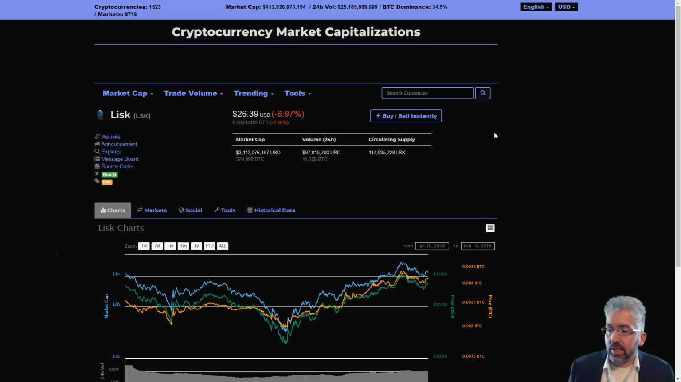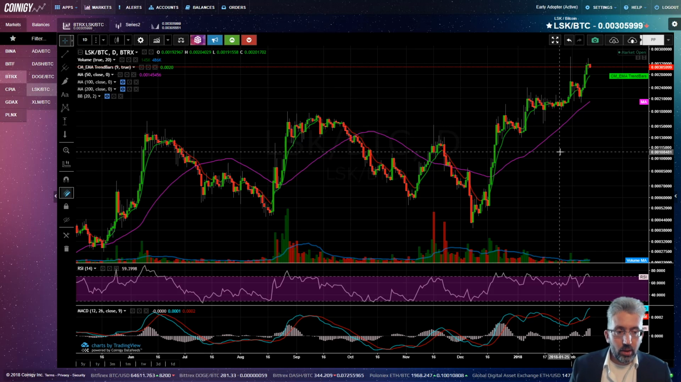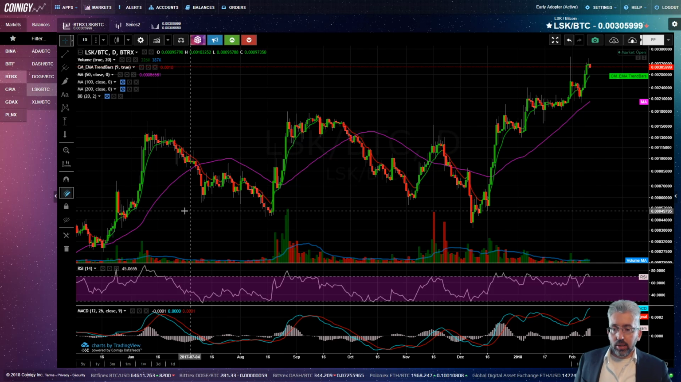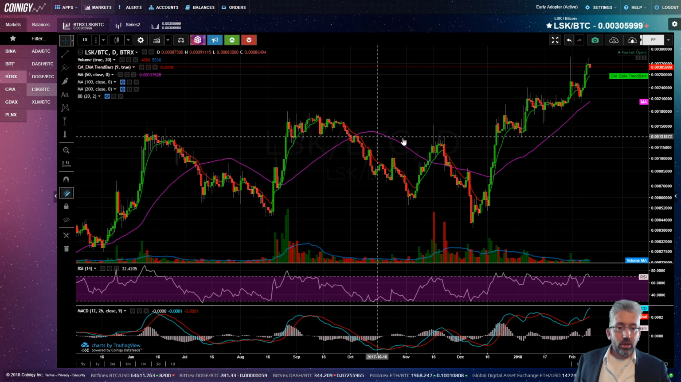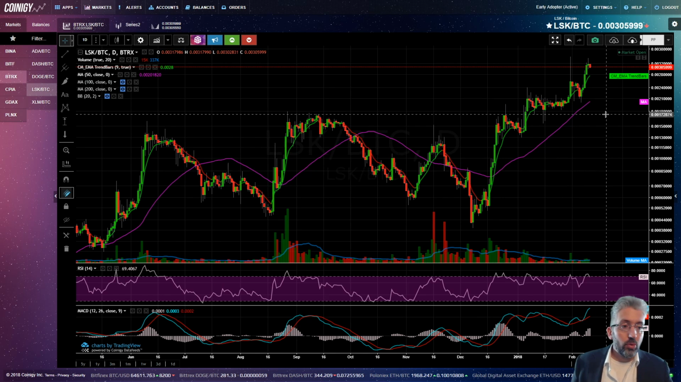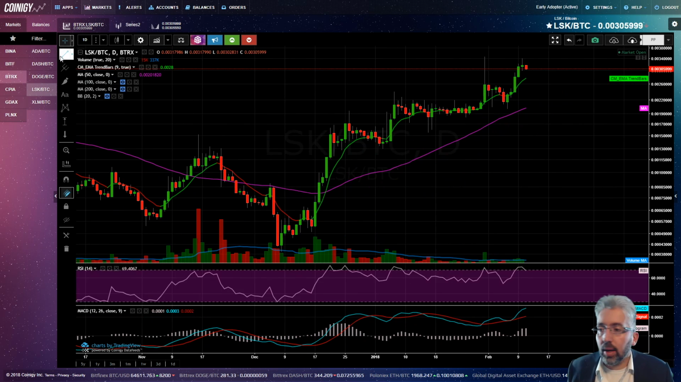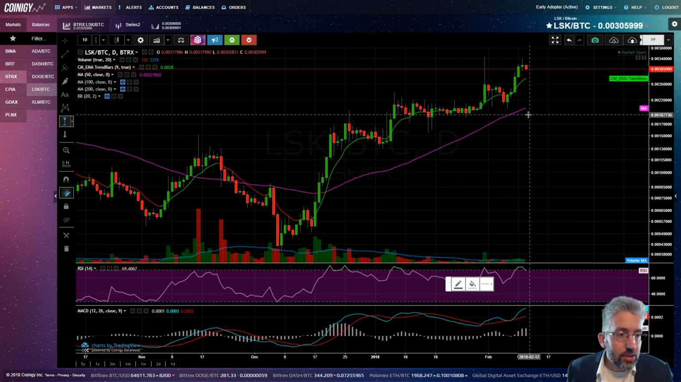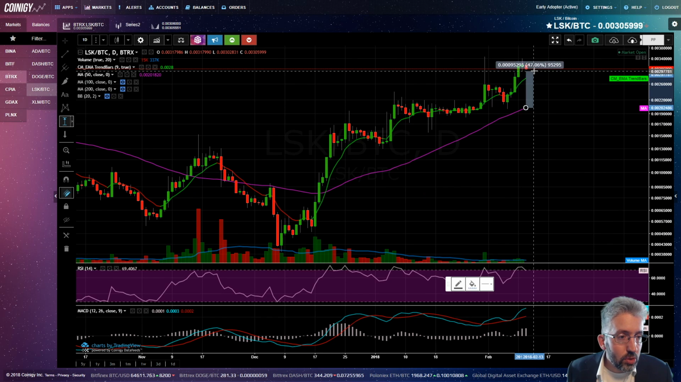Finally, let's have a look at Lisk. Lisk market cap $3.1 billion, and it's coin number 14. And what we have here is a daily chart with a 50-day moving average, as you can see here. And let's have a look at what the distance is, or the difference between the two.